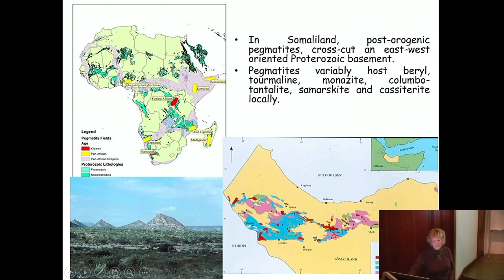And you see the same sort of thing. We were looking at Nigeria, pegmatites in Namibia, and we also see pegmatites in Somaliland, where Paul and I have done some work. And I quite like it when your pegmatites are so obvious that you can see them from a couple of kilometers away. And these are post-orogenic pegmatites cutting this basement spine of paleo to neo-proterozoic rocks that go across the center of Somaliland, which is here on the Gulf of Aden.